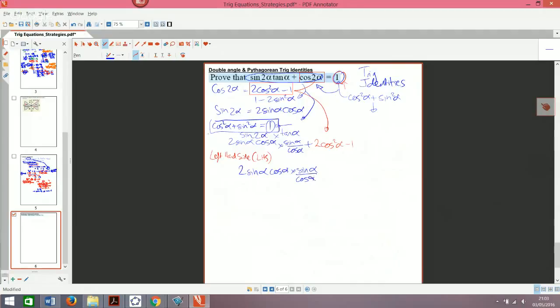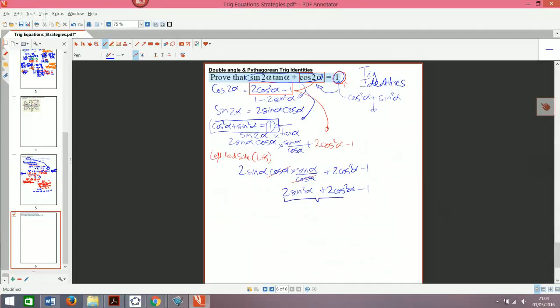Cos alpha, and great, I can cancel, as we mentioned briefly, the coses, because that's divided by cos, that's times by cos, divided by cos, cancel each other out. Multiplication and division of the same thing obviously cancel out. And then on here, I've still got plus 2 cos squared alpha minus 1. So 2 sine alpha times sine alpha is 2 sine squared alpha, and 2 cos squared alpha and minus 1.